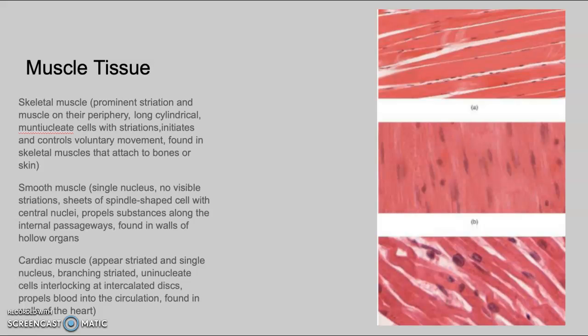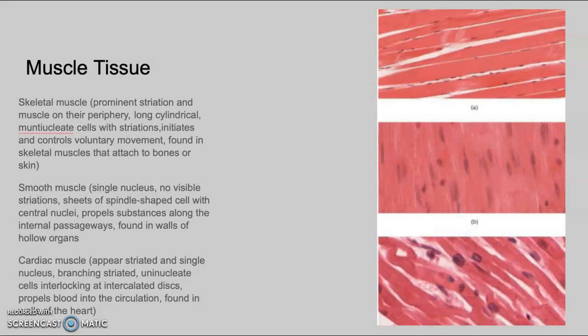The muscle tissues have skeletal muscles, with prominent striations and nuclei on their periphery, long cylindrical cells with striations. These are found in the skeletal muscles and attach to bones or skin.